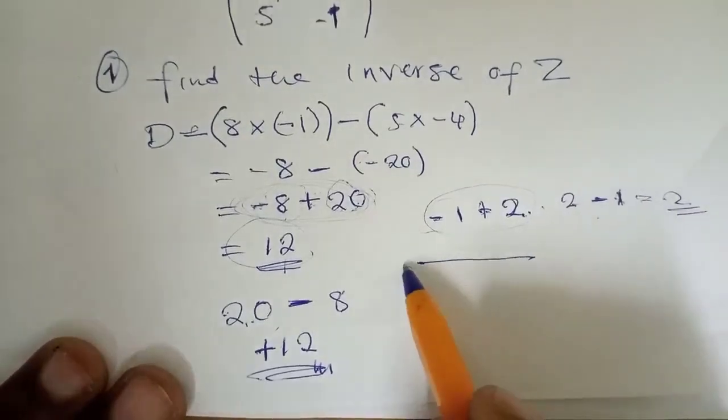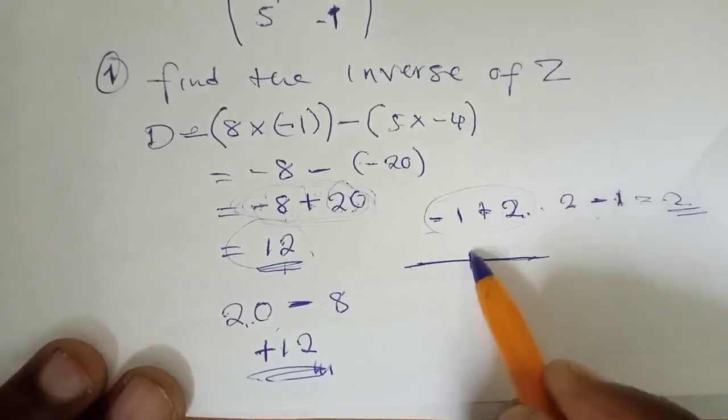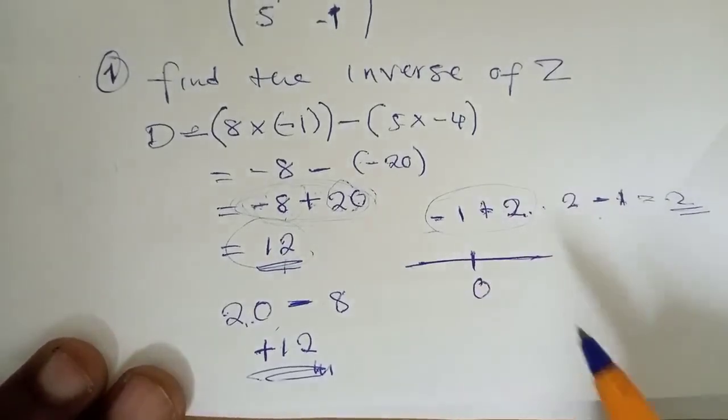Now, how do you find it on a number line? When you're told to find this, on a number line here, it is 0.